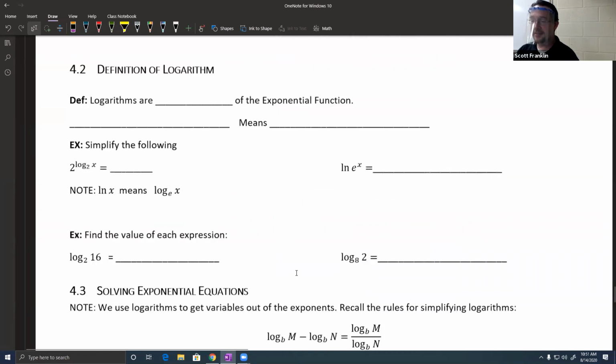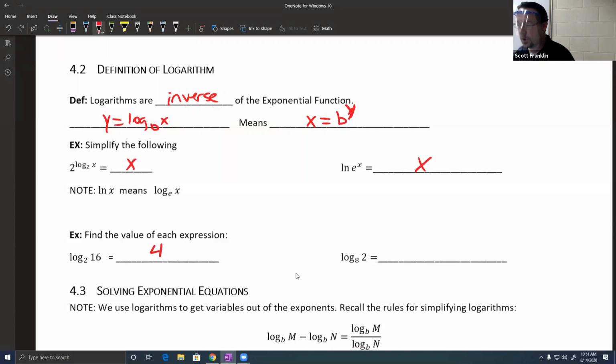And then we'll come back and define logarithms next time. Let me do this real fast. So logarithms are inverses. Y equals log base b of x is the same thing as x equals b to the y. This is x, this is x, this is 4, and this is 1/3. And then I'm going to leave the last two examples.